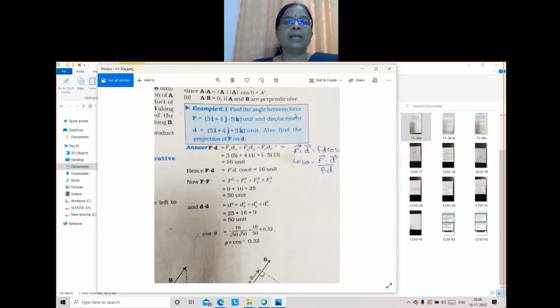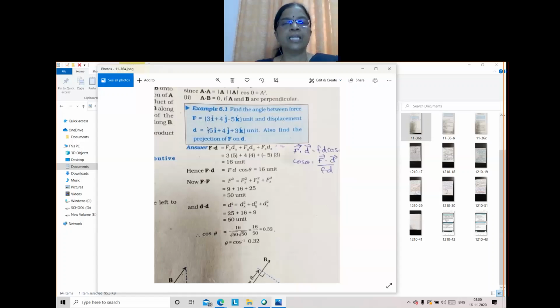Find the angle between the force vector F equal to 3i cap plus 4j cap minus 5k cap unit and displacement vector D equal to 5i cap plus 4j cap plus 3k cap unit. Also find the projection of F on D. So here two vectors, force and displacement, are given, and we must find the angle between the force and displacement.